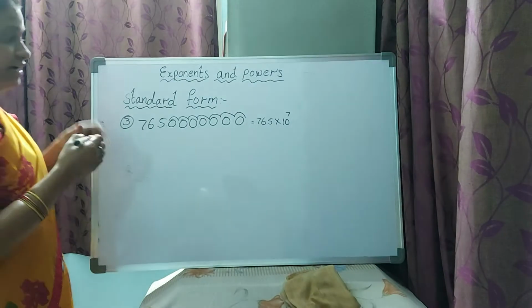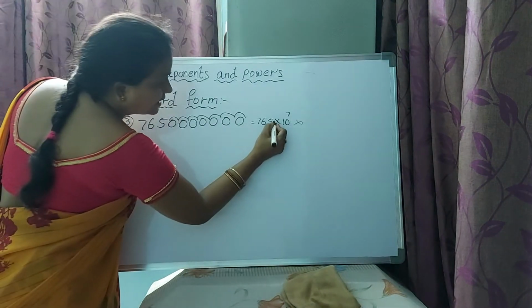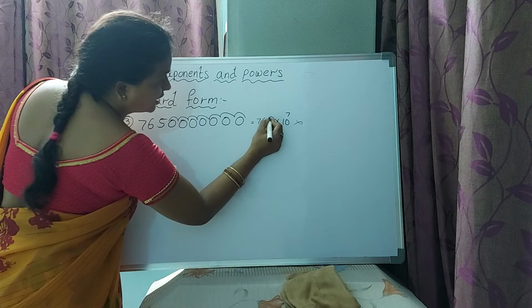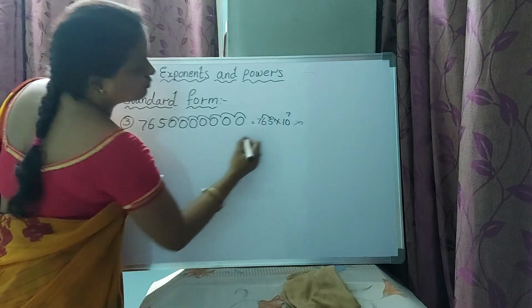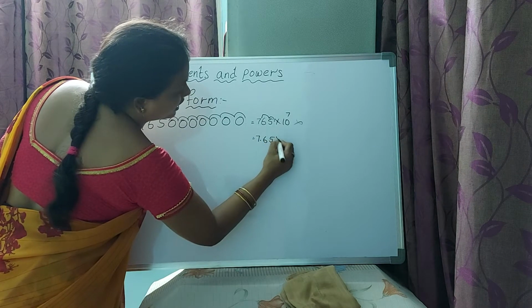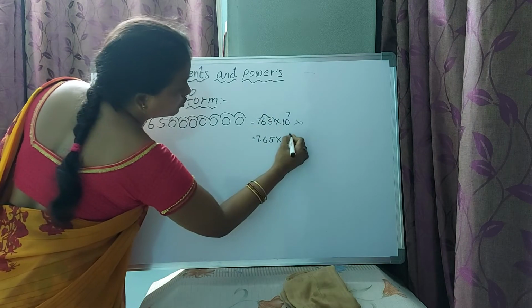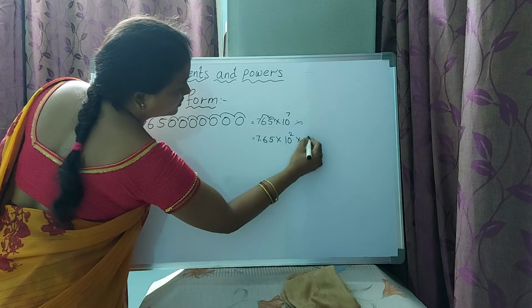Is it a standard form? No, it is not a standard form. Again, the decimal should move 2 steps. So 7.65 into 10 to the power of how many steps it moved? 2 steps, into 10 to the power of 7.